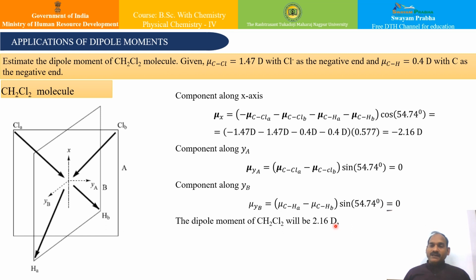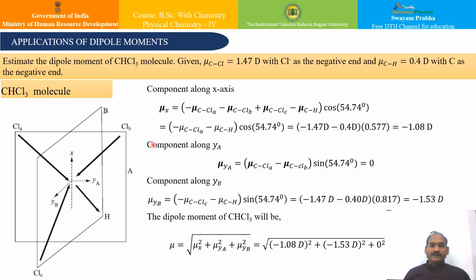Okay, similarly, now I can estimate the dipole moment of CHCl3. Here in this case, it is given that the dipole moment of the carbon-chlorine bond is 1.47 D with chlorine as the negative end, and the dipole moment of the carbon-hydrogen bond is equal to 0.4 D with carbon as the negative end.